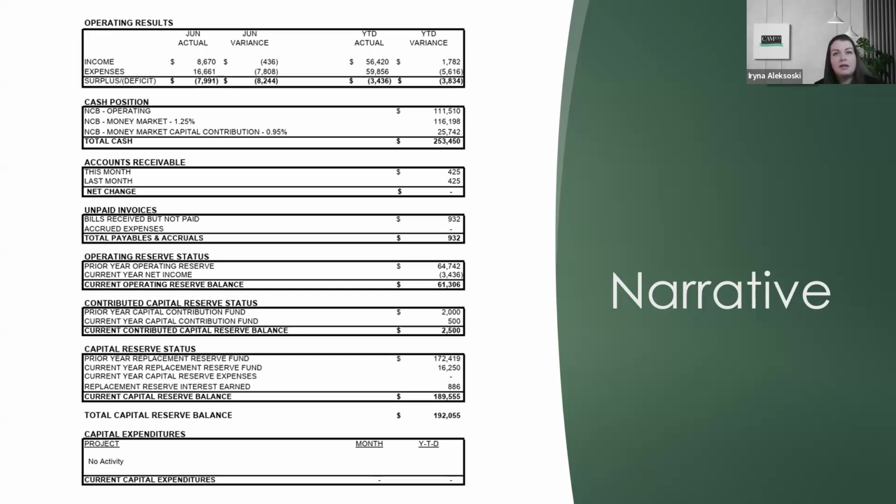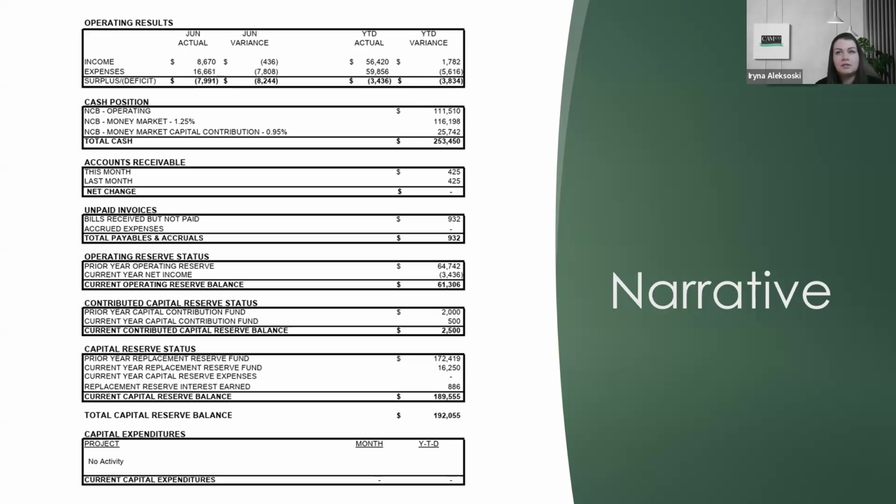The next section, unpaid invoices. This gives you your total accounts payable and any accrued expenses. So again, the bills received but not paid are already reflected in your financial statements, but the actual cash has not left your bank account. And then accrued expenses are basically estimates.